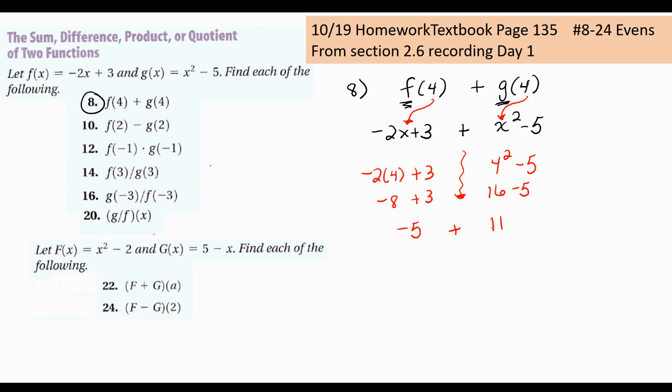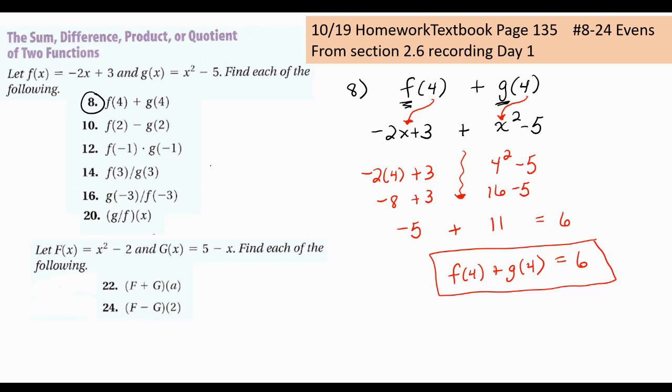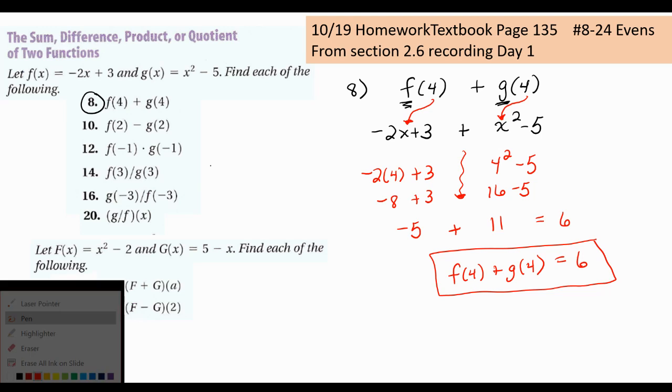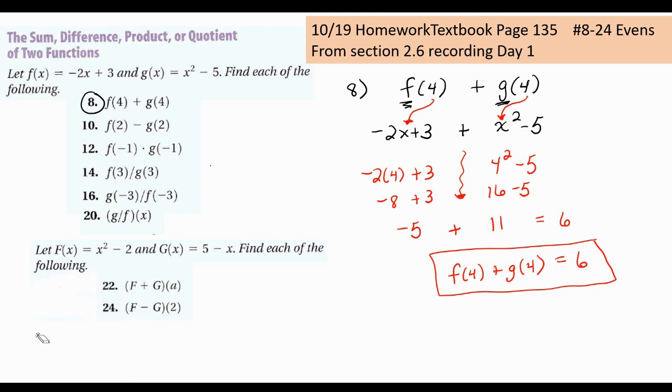And then you can read this backwards. 11 minus 5. That would be 6. And then the proper way to write the problem answer would just be to say when I plugged in f of 4 and added it to g of 4, I got a total of 6. That would be your final answer. You can hit pause if you need a moment.